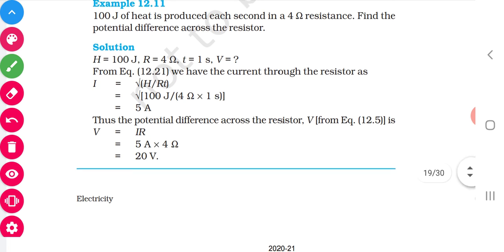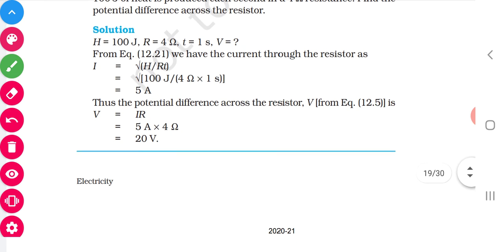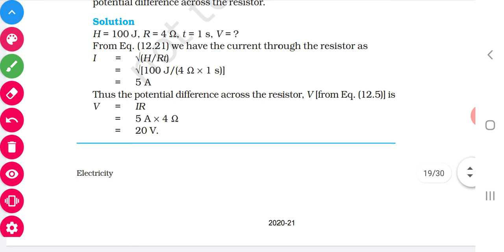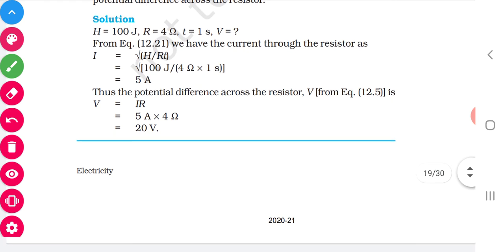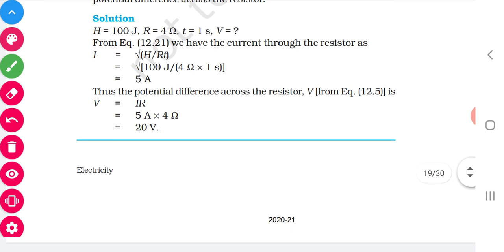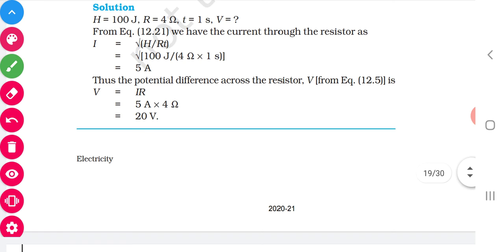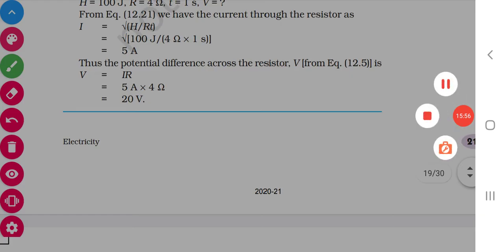So the unit is ampere. Unit is very important, children. Then we have to calculate the potential difference. We have to use Ohm's law. So V is equal to I into R, that is Ohm's law. R is equal to V by I, V is equal to IR. So we can substitute and we can find out the potential difference also. Children, have you all understood?